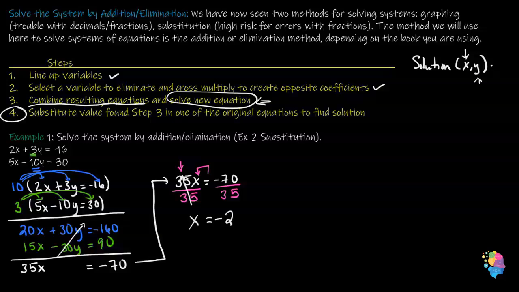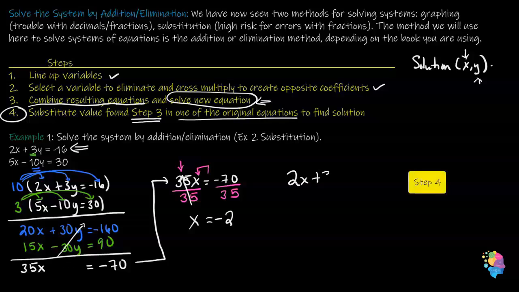Now step 4 says that we're going to take what we found in step 3 into one of the original equations. So I'm going to select the first equation. It doesn't really matter which one you select. You can select the first equation or the second equation to do the substitution. So I'm just going to select the first one, so that I have 2x plus 3y is equal to negative 16. And then I'm going to replace this x with a negative 2. So everywhere I see an x, I replace it with negative 2.